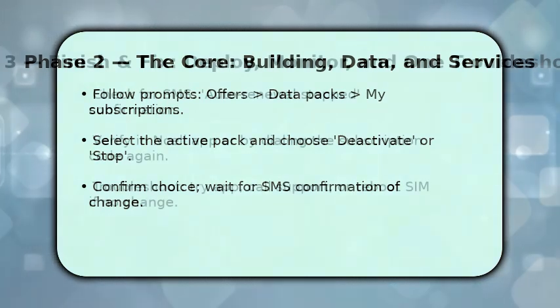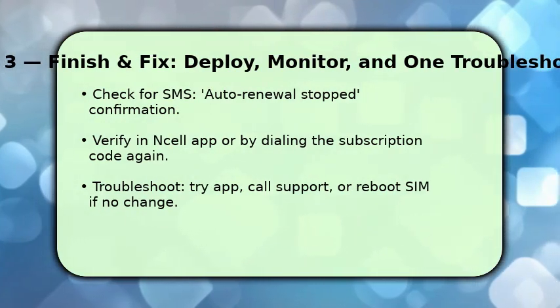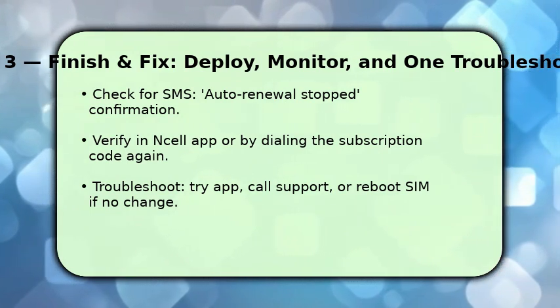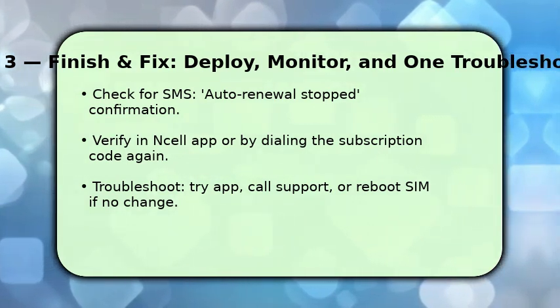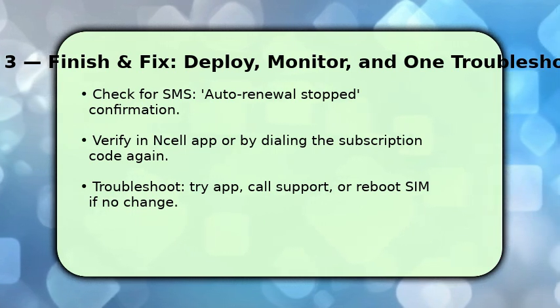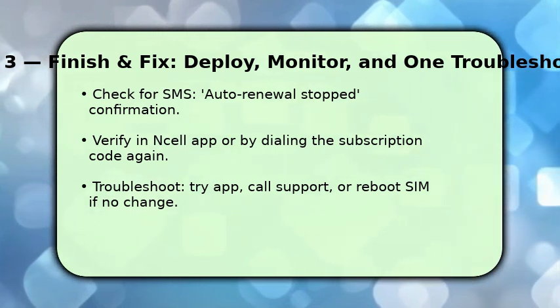Complete the process by waiting for the confirmation SMS that states auto-renewal has stopped. This is your proof. Once you have it, open the Ncell app or dial the subscription status UST to verify the pack is no longer set to renew.